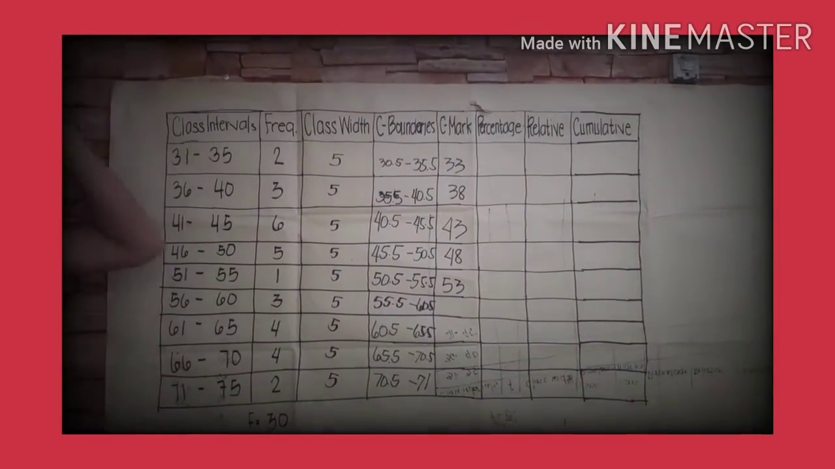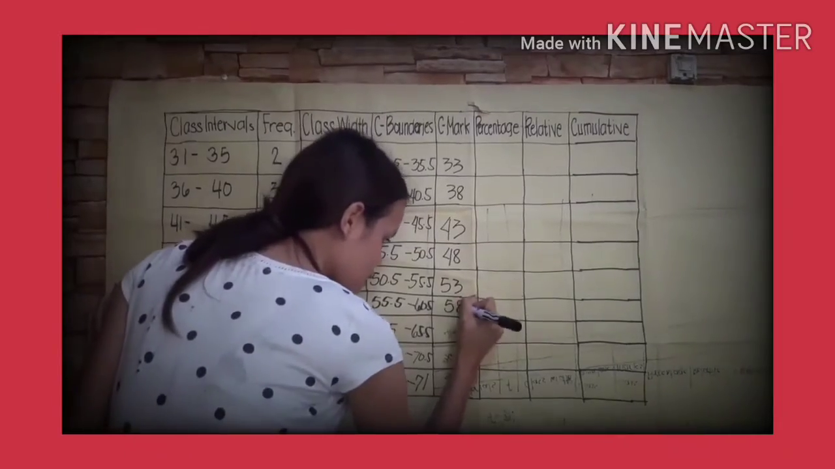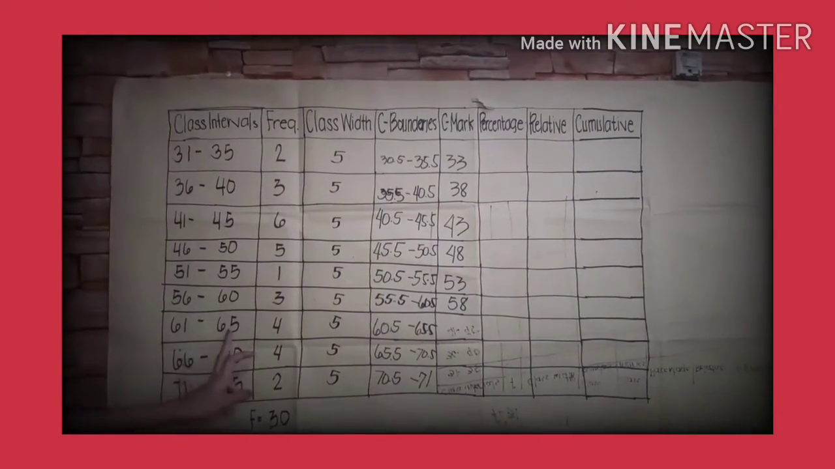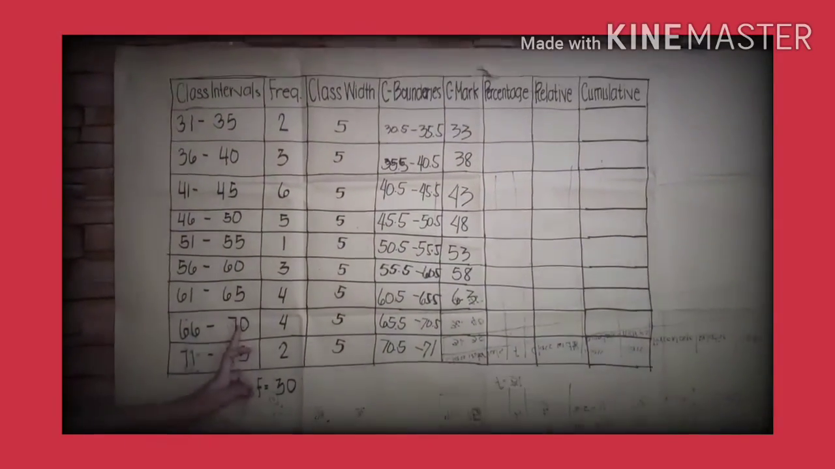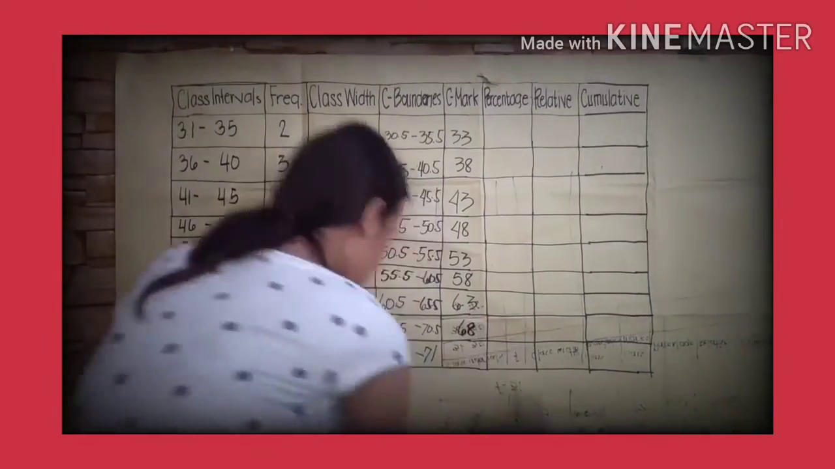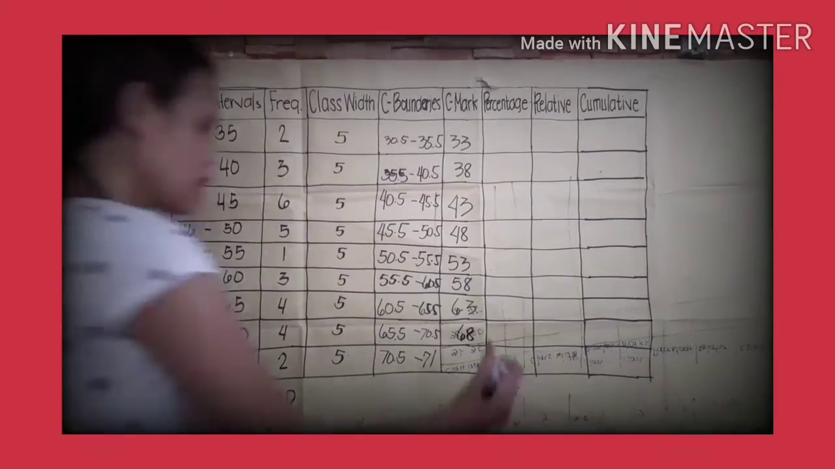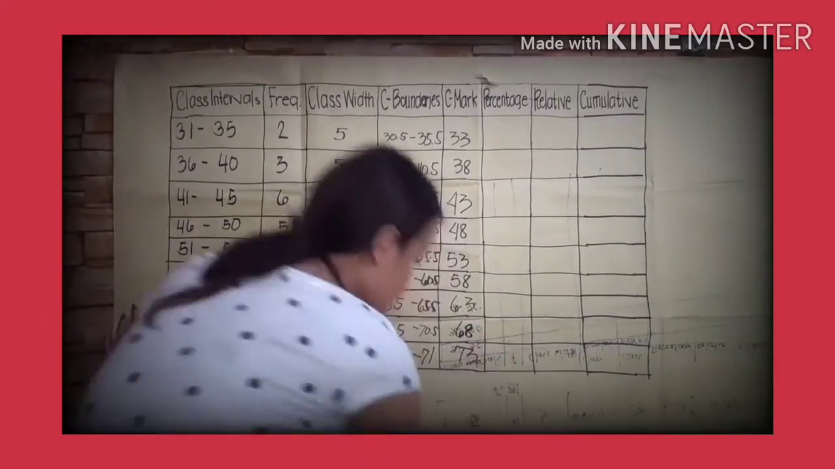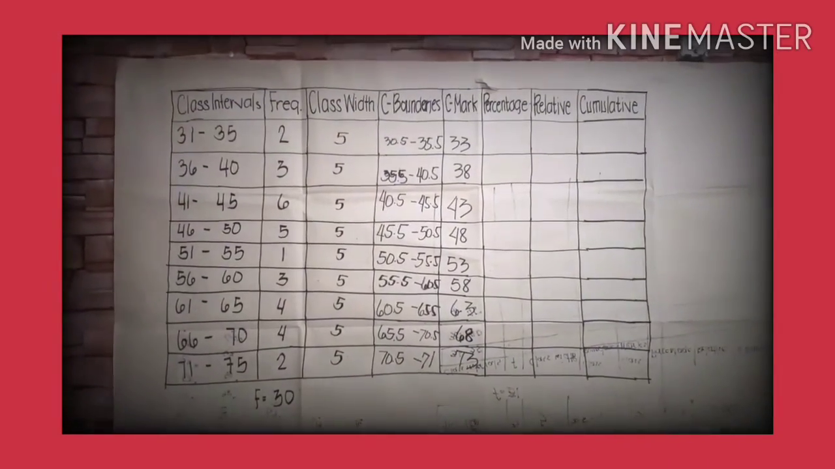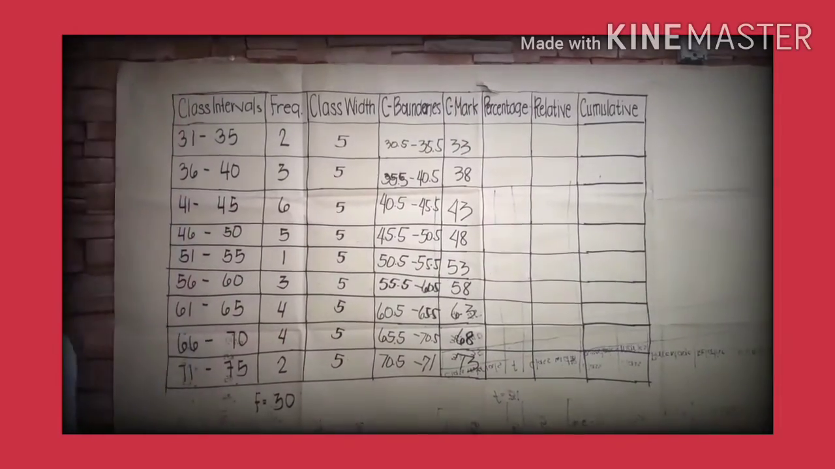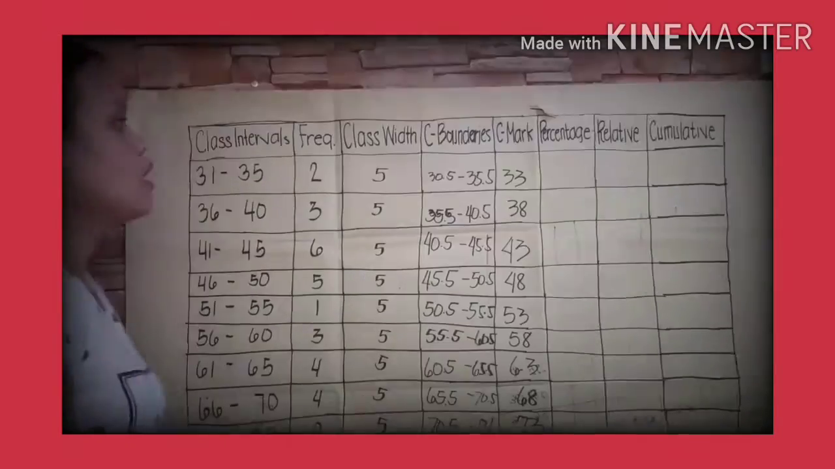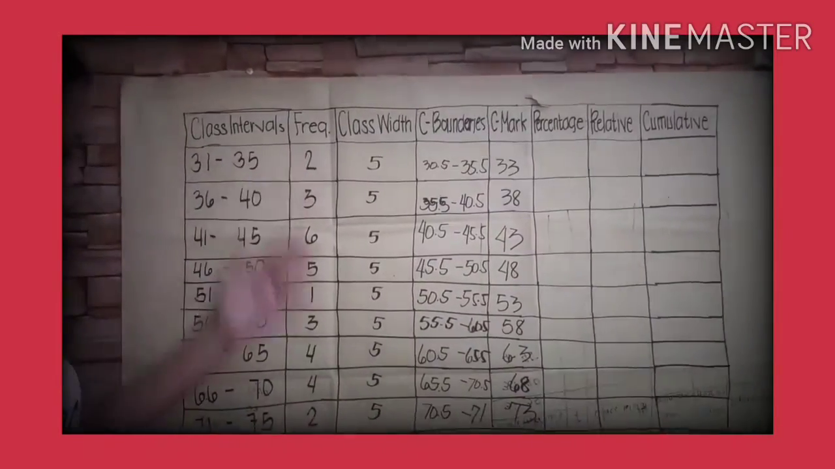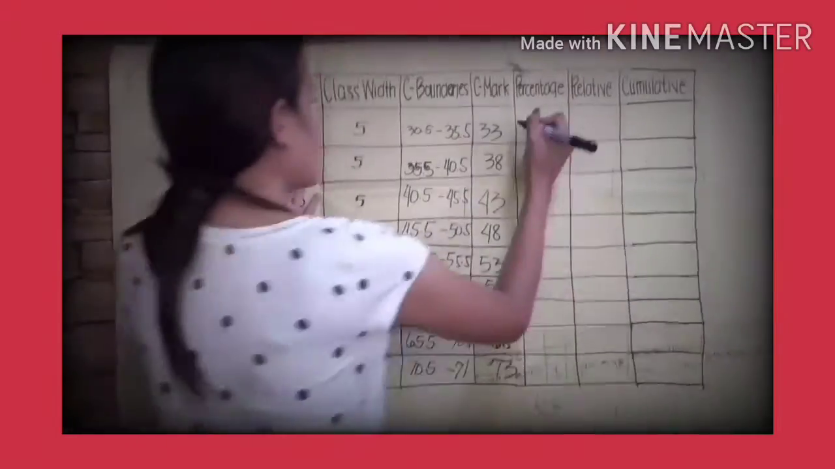56 plus 60 divided by 2 equals 58. 61 plus 65 divided by 2 equals 63. 66 plus 70 divided by 2 equals 68. 71 plus 75 divided by 2 equals 73. So next is the percentage. In getting the percentage, you're just going to divide the frequency over the total amount of frequency and times it by 100. So 2 divided by 30 times 100 equals 6.66.